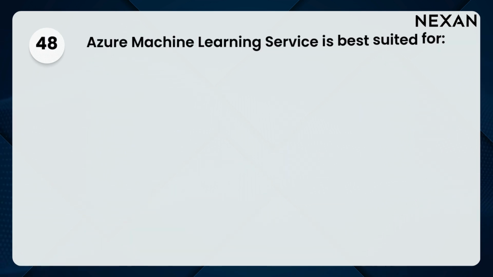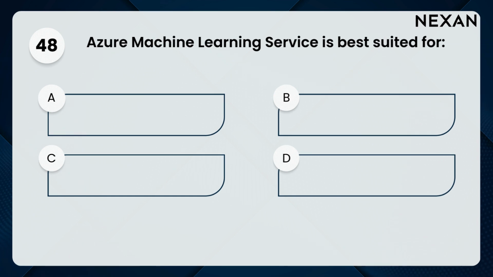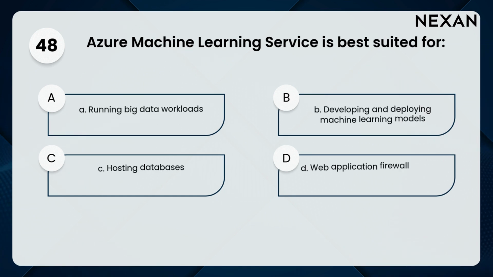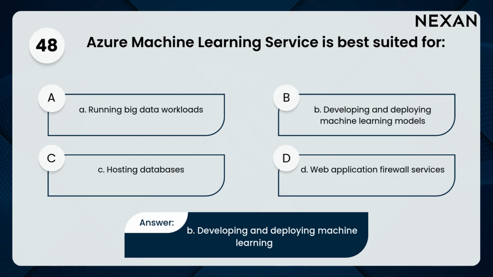48. Azure Machine Learning Service is best suited for: A. Running big data workloads, B. Developing and deploying machine learning models, C. Hosting databases, D. Web application firewall services. Answer: B. Developing and deploying machine learning models.